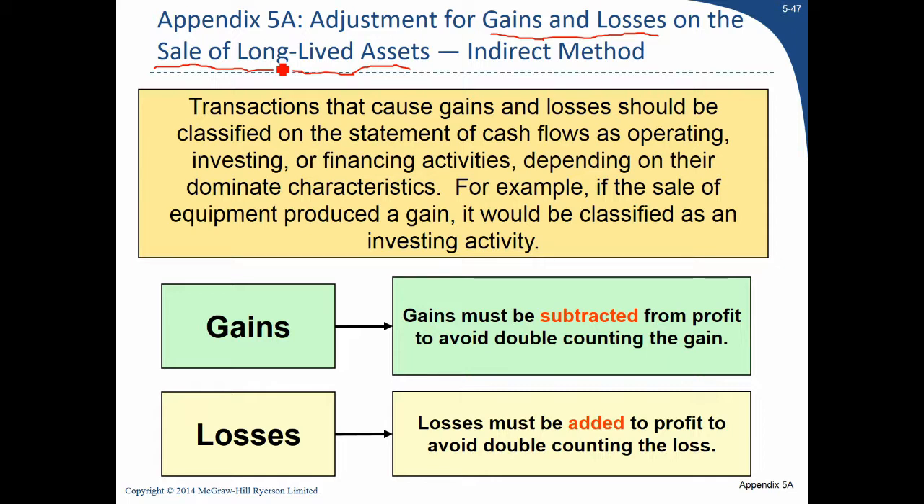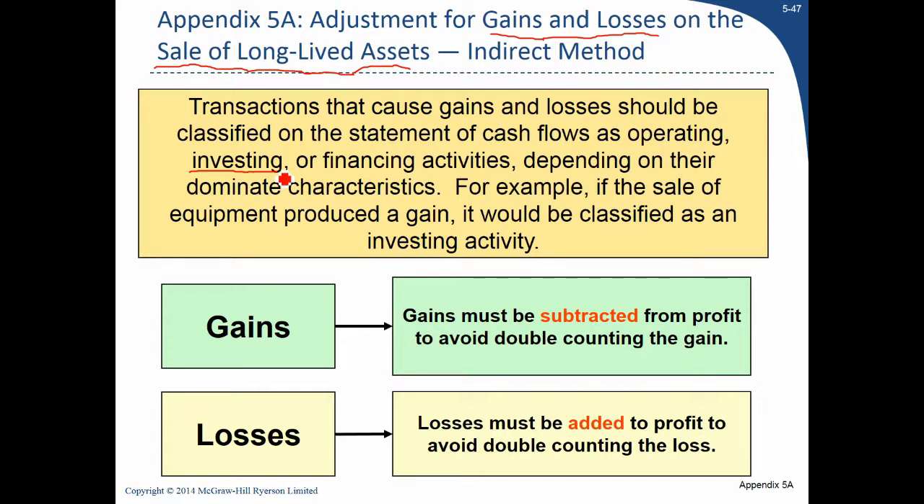So transactions that cause gains and losses should be classified on the statement of cash flows as either operating, investing, or financing. Most of the time, it's going to be investing, okay? When we sell that warehouse, we're going to show proceeds from sale of warehouse or proceeds from sale of land, okay, on the investment activities section. Because remember, it's not related to our working capital. It's related to our property, plant, and equipment. So we sold the warehouse for $1 million, and we're going to show proceeds from sale of warehouse and land $1 million on our statement of cash flows on the investing section. That's nothing new.